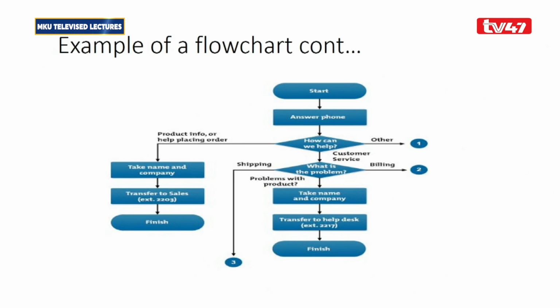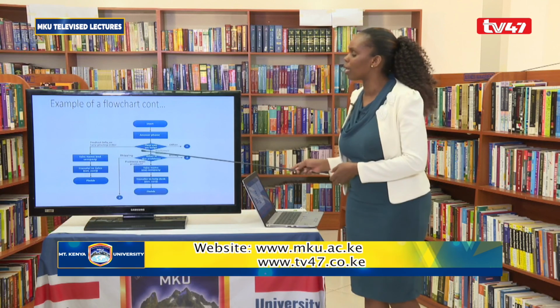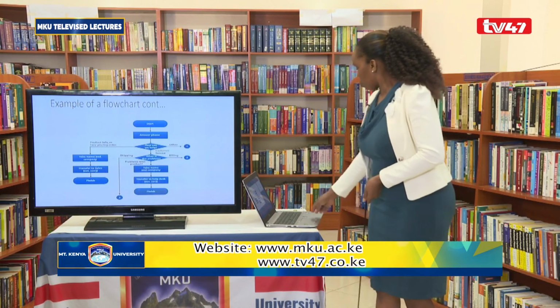Note something: the arrows leaving a decision symbol must clearly be labeled so that whoever is reading through your flowchart is not lost. They know where to find what kind of information. So it is very important that every arrow that leaves a decision symbol is clearly labeled. Then we have the connector symbol that we've introduced here, and a connector is simply used to connect different parts of a flowchart so that somebody is not lost. You know, number 1 is coming from the other category, 2 is coming from billing, 3 is coming from shipping, and so on. So we'll stop there for today.